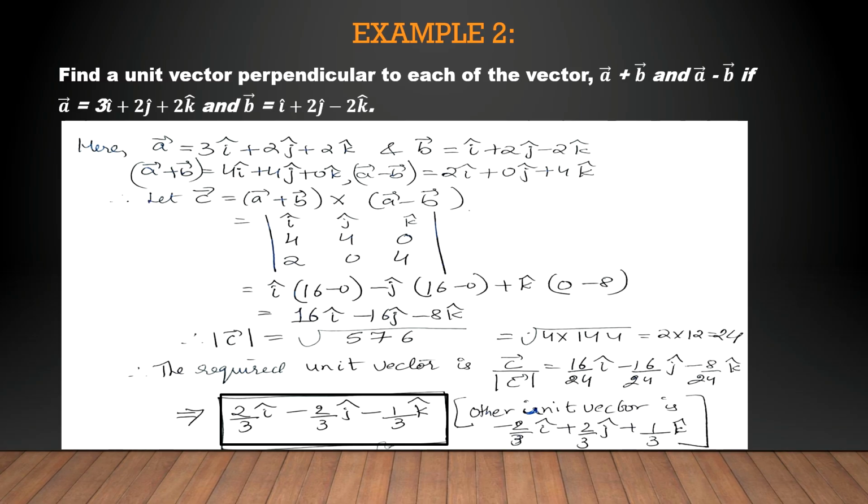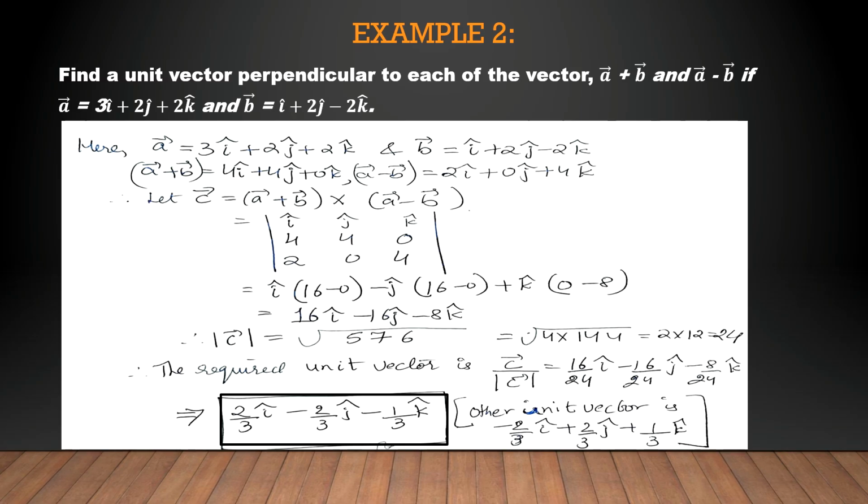So when you solve the determinant, you will be getting vector C as 16 i cap minus 16 j cap minus 8 k cap. Magnitude of vector C is the square root of the squares of the components, means square root of 16 squared plus 16 squared plus 8 squared, which is equal to 24.